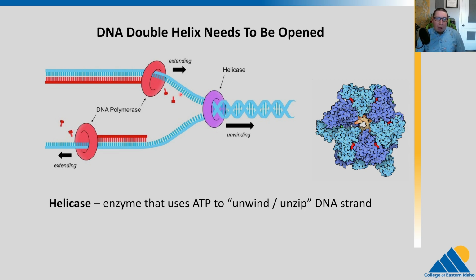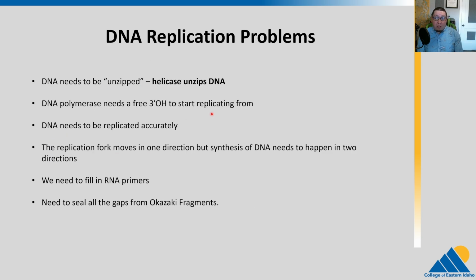This unzipping process allows the DNA to open up so DNA polymerase can come in and make copies of it. Helicase, very interesting enzyme. It has this donut shape and it slides along, unwinding the DNA as it goes along. So that is the solution to our first problem here. DNA needs to be unzipped. Well, helicase is going to do that unzipping of the DNA.